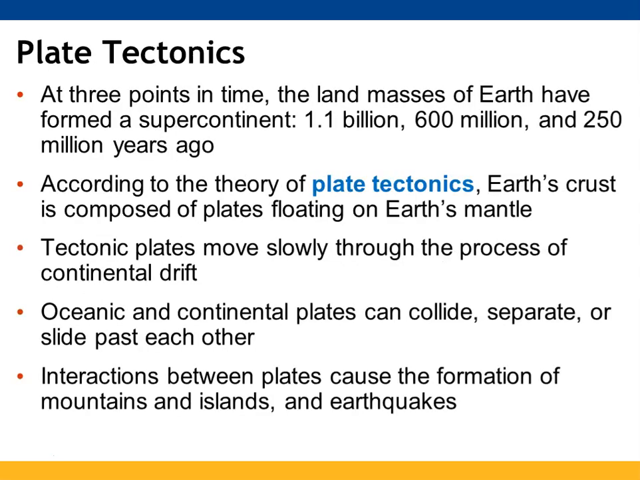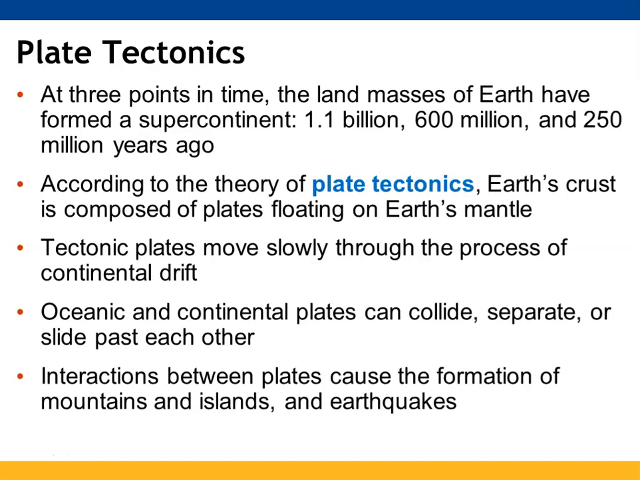Plate tectonics: the land masses of Earth at 3 different points in time formed what we know as a supercontinent, 1.1 billion, 600 million, and 250 million years ago. And the idea behind plate tectonics is that the Earth's crust is basically plates that are floating on top of the Earth's mantle. These plates move slowly as a part of continental drift.